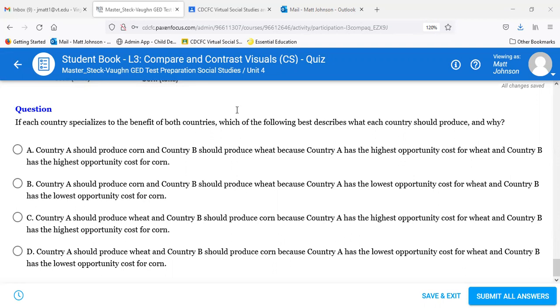C, country A should produce wheat and country B should produce corn because country A has the highest opportunity cost for wheat and country B has the highest opportunity cost for corn. D, country A should produce wheat and country B should produce corn because country A has the lowest opportunity cost for wheat and country B has the lowest opportunity cost for corn.